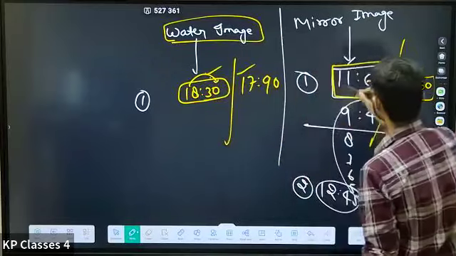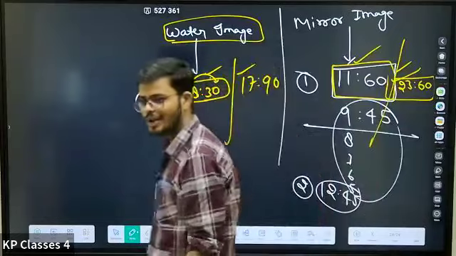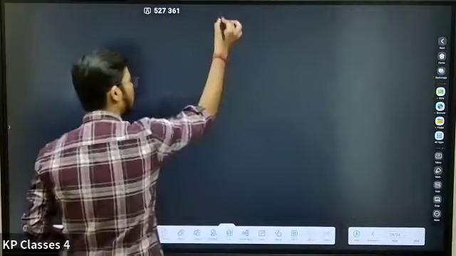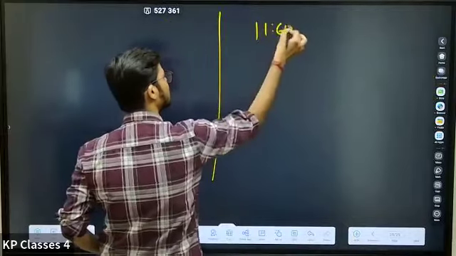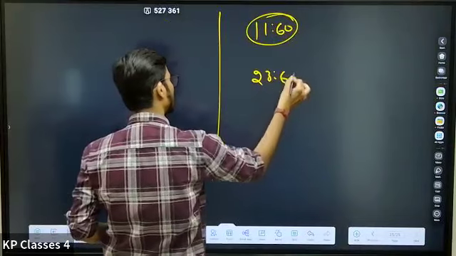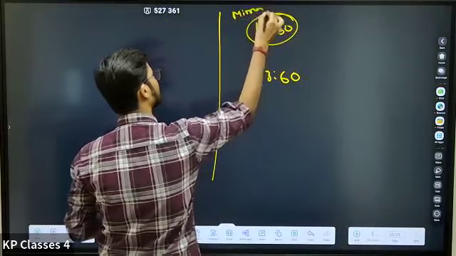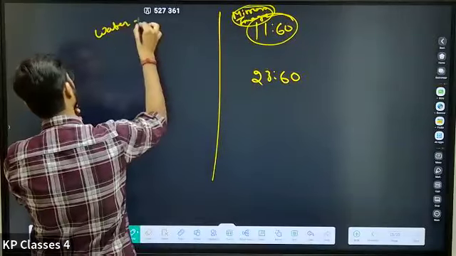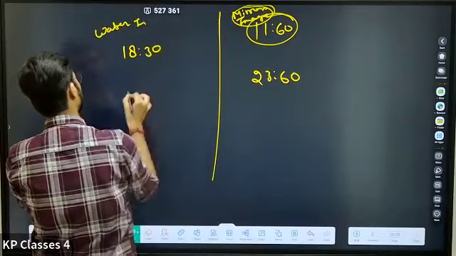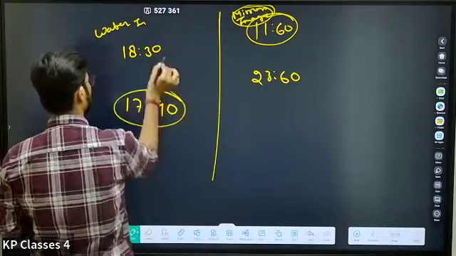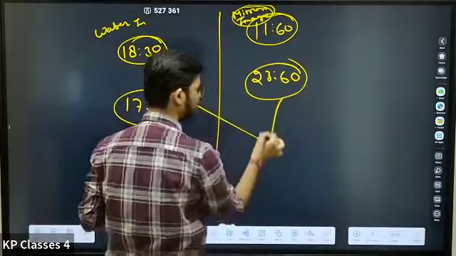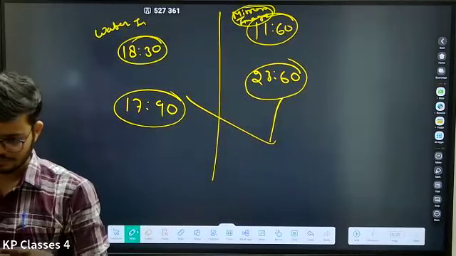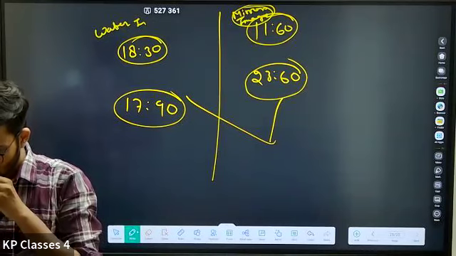So this is with respect to water image. This is with respect to mirror image. I'm going to summarize it on another part. What I'm saying is, to find the mirror image, subtract from 11:60 or from 23:60. That is how we find the mirror image. Now I'm talking about water image. How do we find it? Subtract from 18:30 or from 17:90. This is about it. I hope this is clear now. This is how we find the mirror image and the water image in case of a clock.